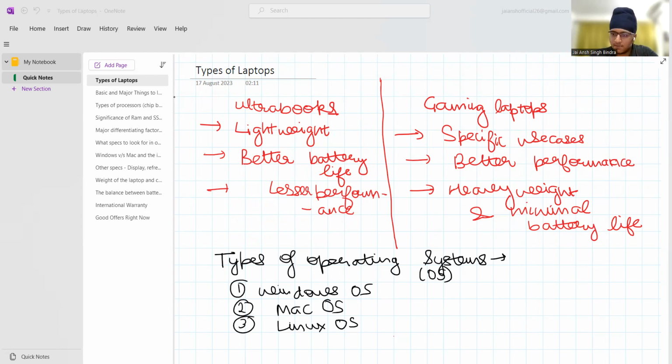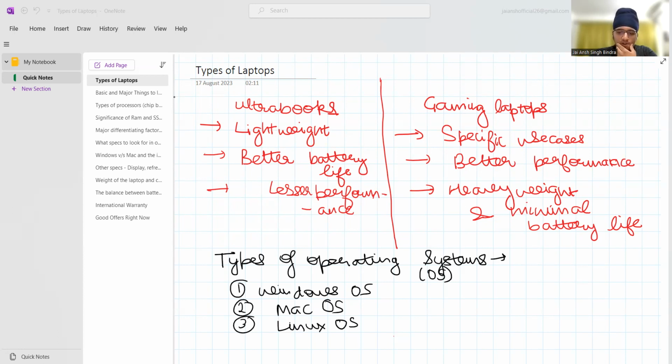They have better performance, but they are really heavy. For example, a Dell G15 would be around 2.8 kg, while I can safely say a Mac can be around 1 kg or even less. So that's a major drawback of the gaming laptop, and it has a minimal battery life. We are going to see why that's the case in the future as well.